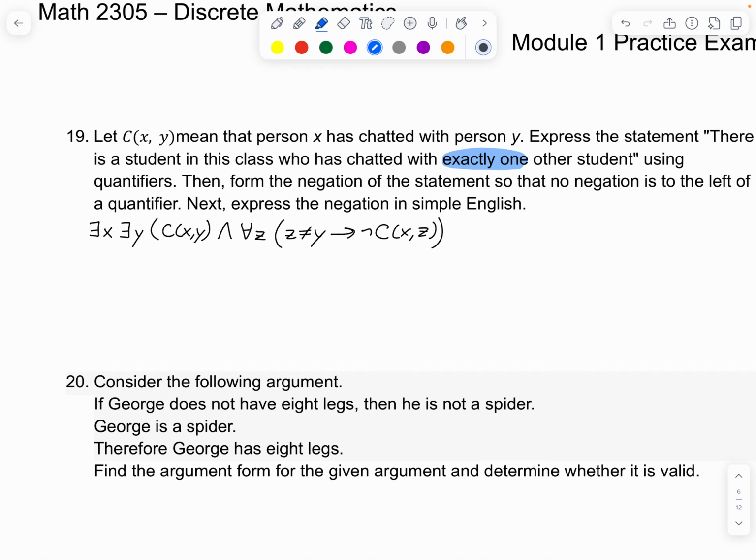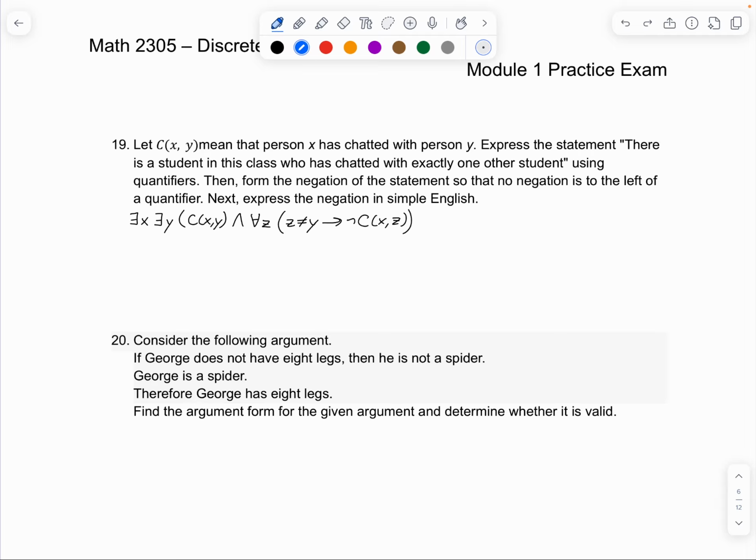So let me say that again. This first part just says X has chatted with Y. But I needed to focus on exactly one. That means if you look at any other student in the class, if it is not Y again, X has not chatted with Z. That's what makes it unique.